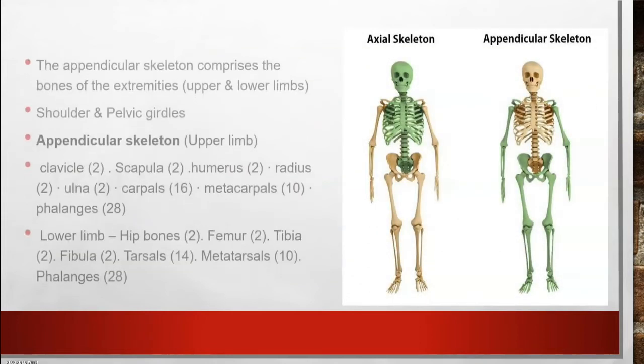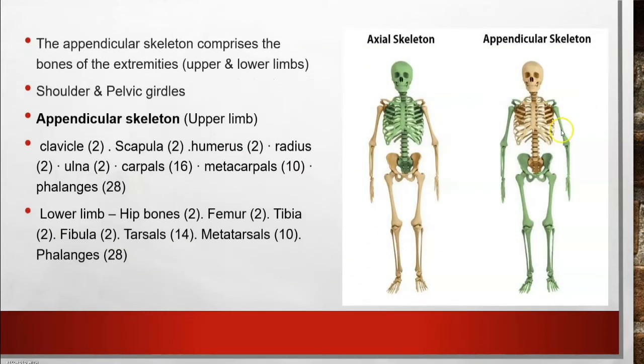Whereas the appendicular skeleton is formed by the bones forming the upper limb as well as the lower limb. The bones connecting the upper limb with the thoracic cage, we call the shoulder girdle, and the bones which connect the lower limb with the vertebral column, we call the pelvic girdle.